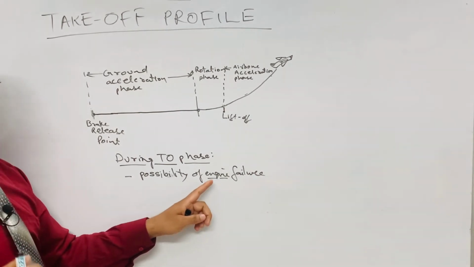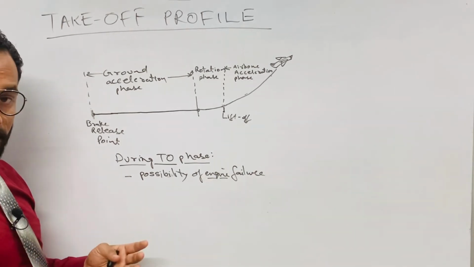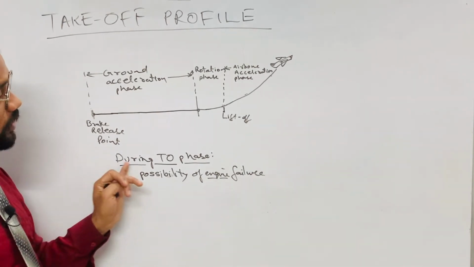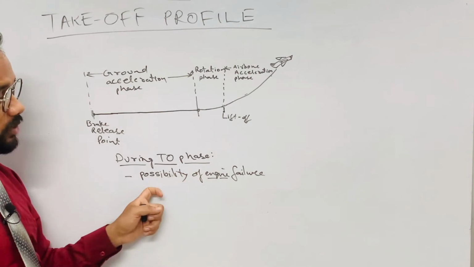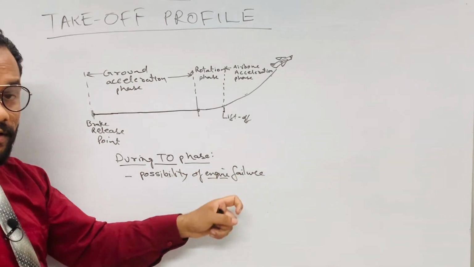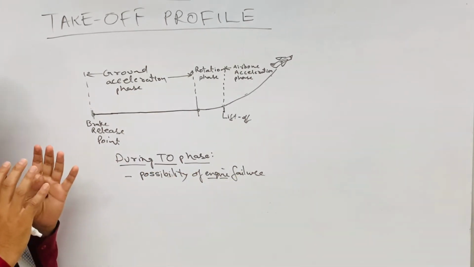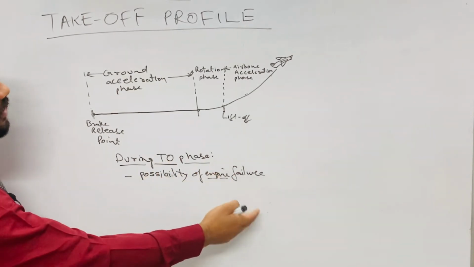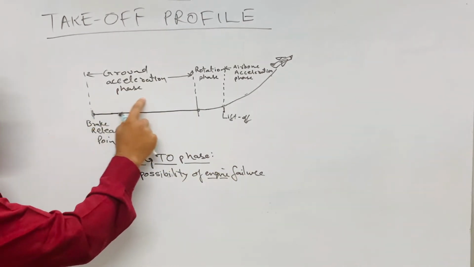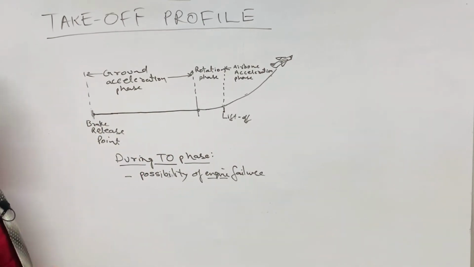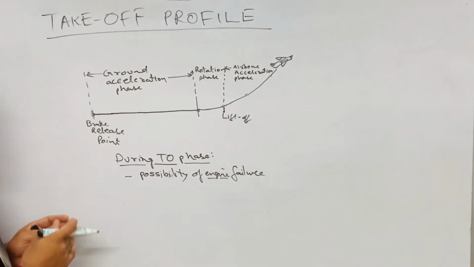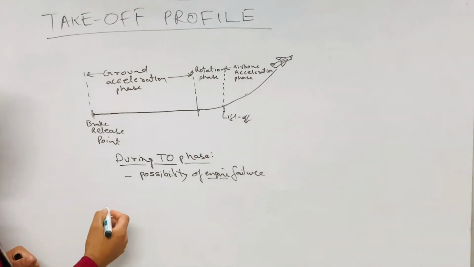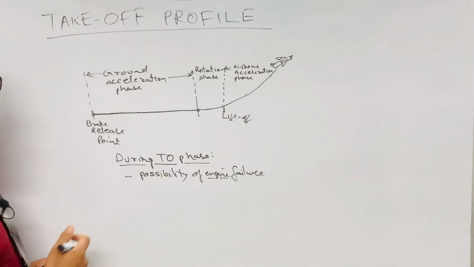So friends, what we noted from here is, for determination of the aircraft performance during the takeoff phase, the possibility of critical engine failure should always be considered by the pilot. And the possibility of critical engine failure should always be considered in the ground acceleration phase by the pilot. Now let's move on to the next important consideration which is required during the takeoff phase.